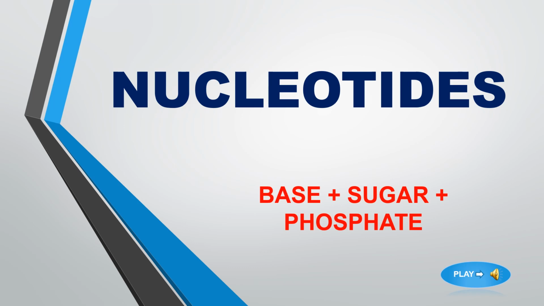What are the components or elements present in a nucleotide? There are three elements present in nucleotides: nitrogenous base, pentose sugar and phosphoric acid or phosphate.